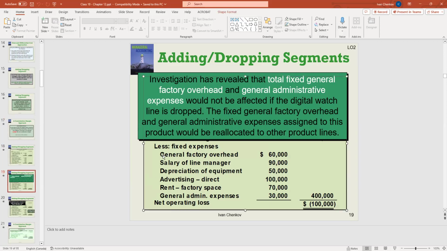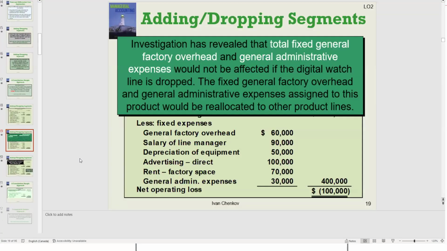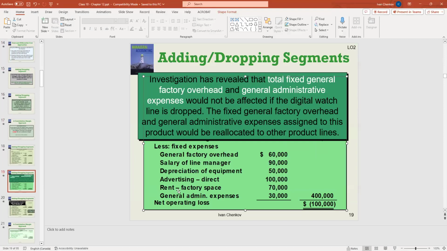General factory overhead, which is right here, of $60,000, and general administrative expenses of $30,000. Those two will not disappear, will not be affected if we drop this division. Those fixed general factory overhead and general administrative expenses will be reallocated to the other product lines. So those are strictly common costs.